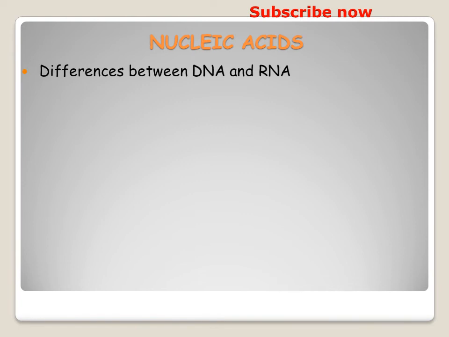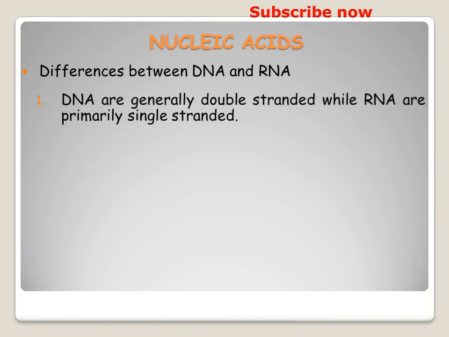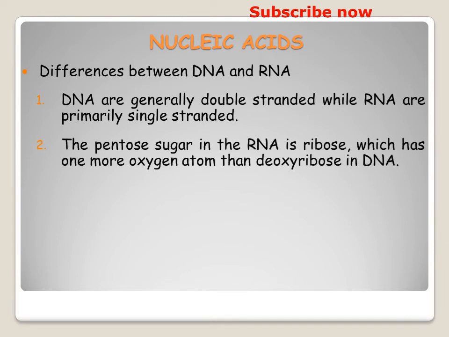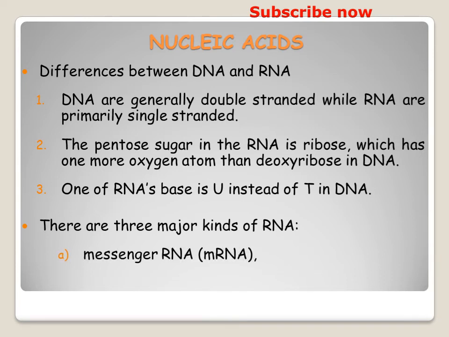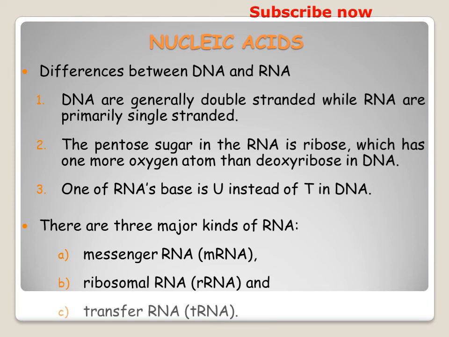Differences between DNA and RNA. DNA is generally double-stranded, while RNA is primarily single-stranded. The pentose sugar in RNA is ribose, which has one more oxygen atom than deoxyribose in DNA. One of the RNA's bases is uracil instead of thymine in DNA. And there are three major kinds of RNA: messenger RNA for transfer of information, ribosomal RNA, and transfer RNA, that is tRNA.